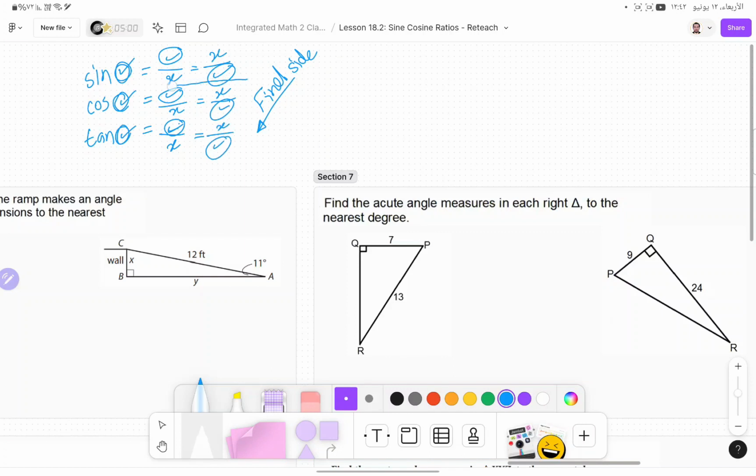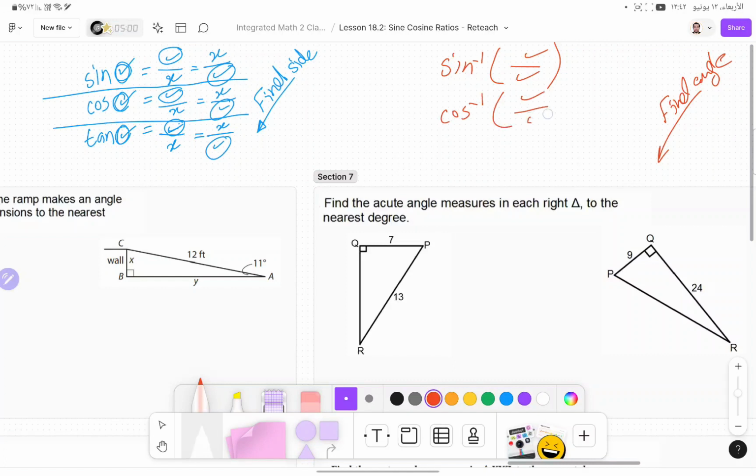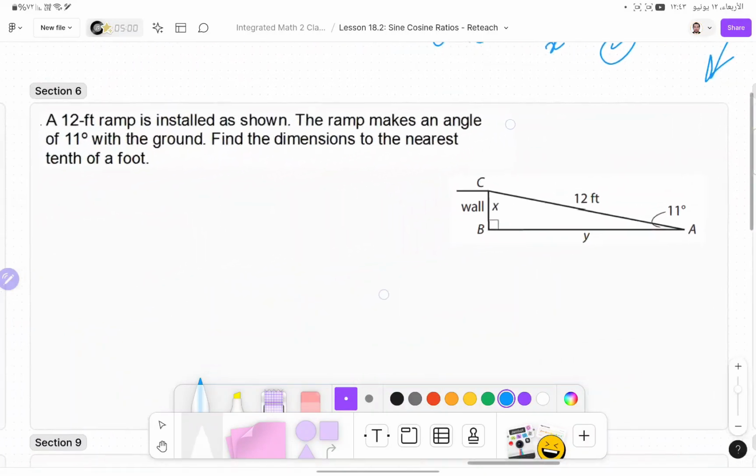So you need to differentiate which one you are going to use. When the question asks you to find a side, you use this one. If the question asks you to find an angle, what do you remember? I'm going to use the inverse: inverse of sine, inverse of cosine, or tangent inverse, something over something. So to find angles, I have to use the inverse. To find a side, I have to use the ratios that we learned. Now let's start with the side here.